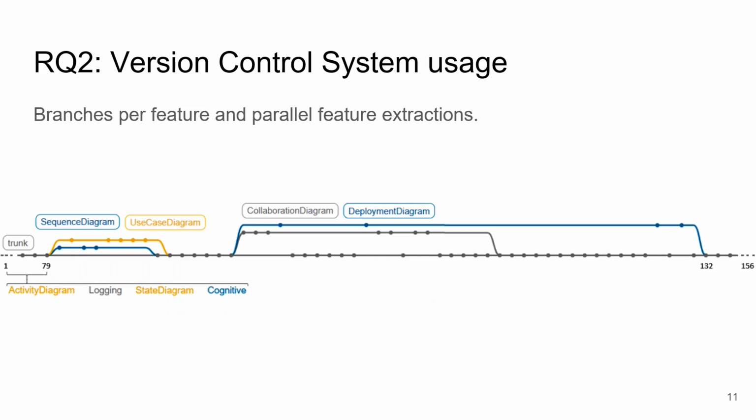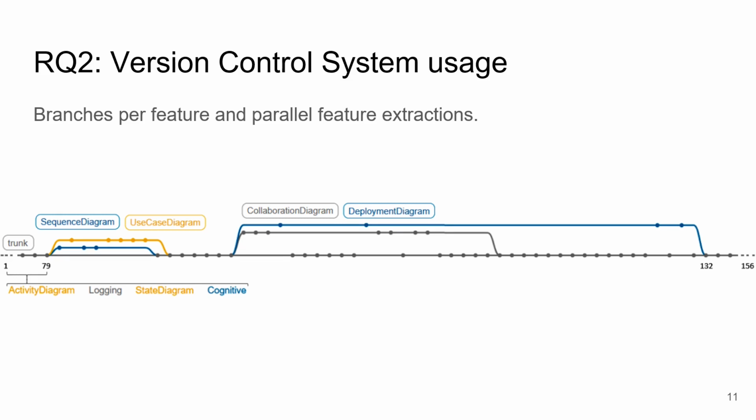As you can see, we provide different viewpoints from the transition. In this case, we wanted to know how they use the version control system, so we created this figure from the SVN repository. Feature-specific branches were used before merging. In those branches, they added the variability annotations for the target feature. We can also observe that features were extracted in parallel. For example, sequence diagram in parallel with use case diagram, and collaboration diagram with deployment diagram.